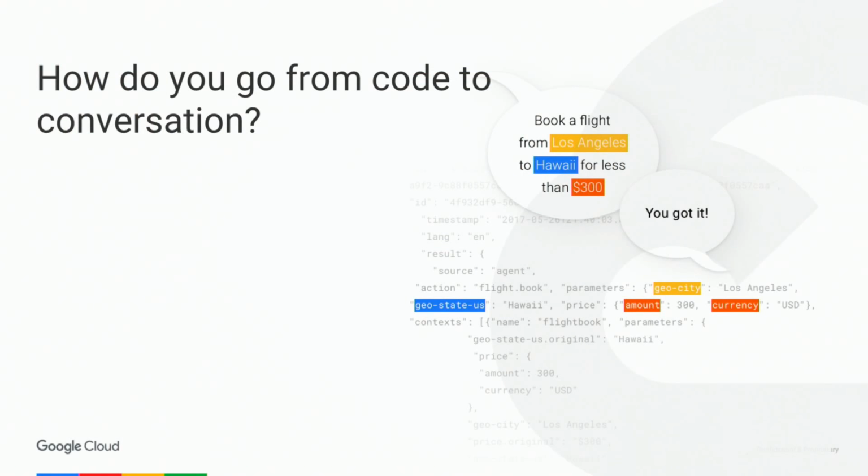So for example, if you take that same JSON feed that I showed you before, instead of just showing you code, we say, oh, let's book a flight from Los Angeles to Hawaii for less than $300. And the answer could be, okay, you got it.